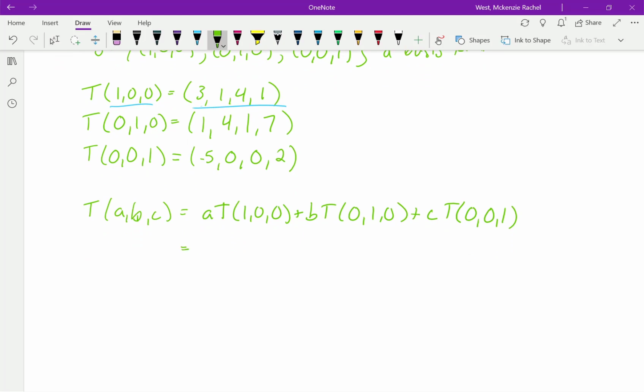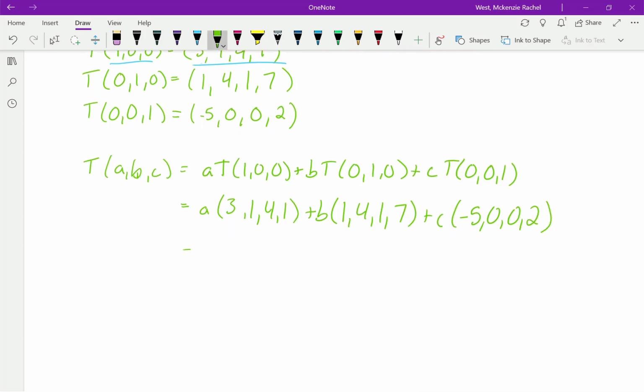All right, so that's a times (3, 1, 4, 1), plus b times (1, 4, 1, 7), plus c times (-5, 0, 0, 2). Okay, let's just complete this real quick. So 3a plus b minus 5c is our first entry. Our second entry is a plus 4b. Third is 4a plus b. And fourth is a plus 7b plus 2c.